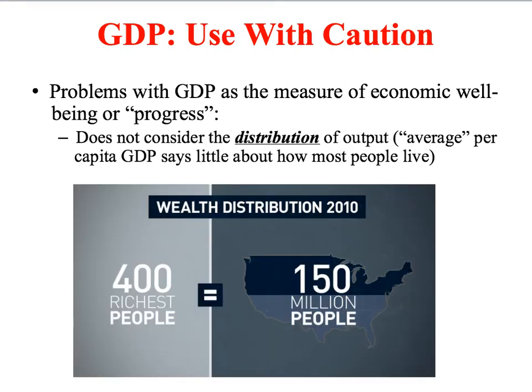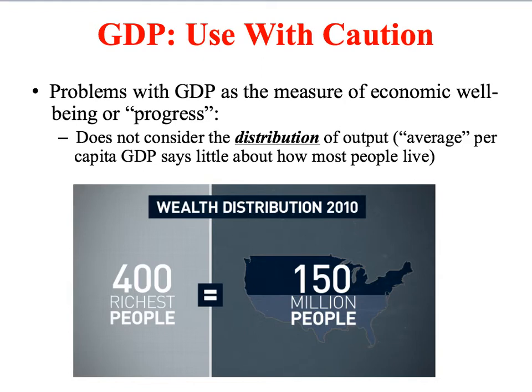Another significant problem with using GDP to measure the wealth of the nation is it doesn't consider the distribution of wealth within society. So the average per capita GDP might say very little about how most people live in a society that's very unequal. If we take an example of an economically developed country like America, it might have a high GDP score and a high GDP per capita score, but we need to take into account that America is a very unequal society in terms of the distribution of income and wealth.